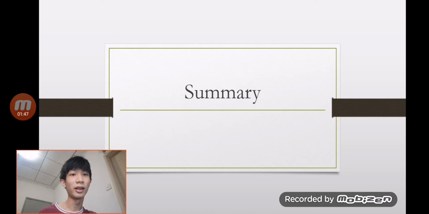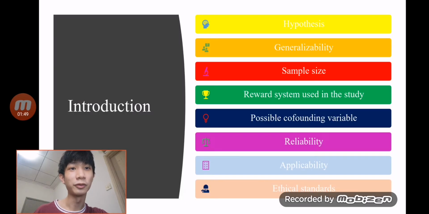Okay, I will start my topic with a thesis statement. So in the study, I will explain the hypothesis of the study, generalizability, sample size, reward system used in the study, possible confounding variable, reliability, applicability, and the ethical standards.